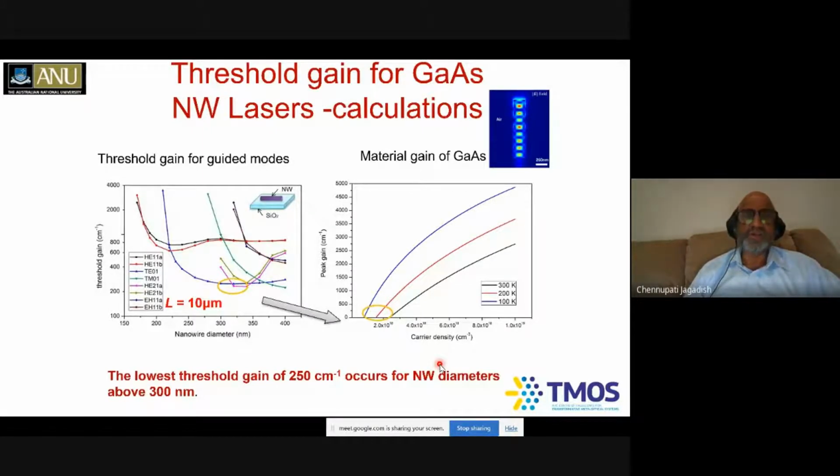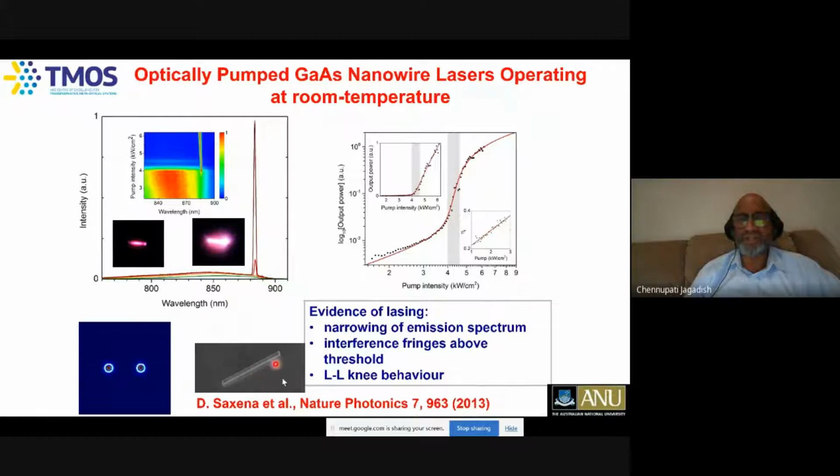Based on the simulations of Drew Saxena, another student, Dr. Jenny Jiang, who is now at Cambridge University, grew these gallium arsenide, aluminum gallium arsenide core-shell structures. These are nanowires about 6 microns long. We transferred them onto a glass slide, and Drew Saxena did the measurements. If you pump these nanowires and look at the light coming out, below threshold you see a very broad light emission. Above threshold, you see a very narrow line emission, which you would expect for stimulated emission from a laser. Above threshold you also see beautiful interference fringes.